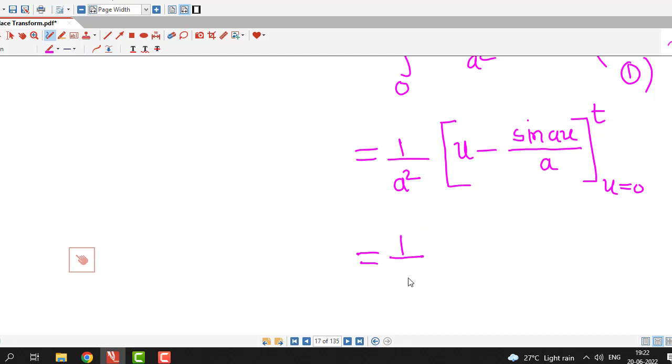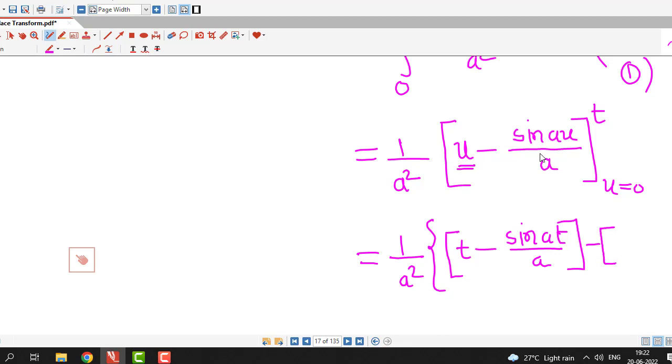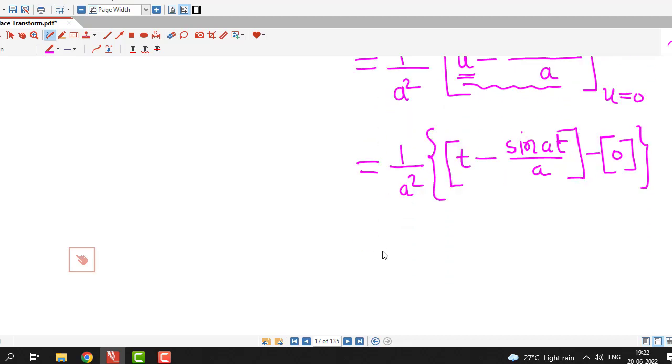First we put u equal to t and see what we get. We have t minus sin at divided by a, minus, for u equal to 0, we have 0 minus sin 0, which is 0. So for the lower limit there is no contribution, because when u equals 0 this function becomes 0. Taking the LCM, a squared into a, we get (at minus sin at) divided by a cubed.